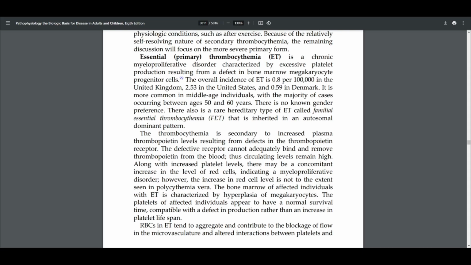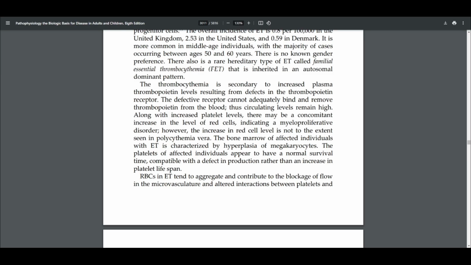It is more common in middle-aged individuals, with a majority of cases occurring between 50 and 60 years of age. There is no known gender preference. There also is a rare hereditary type of ET called familial essential thrombocythemia that is inherited in an autosomal dominant pattern.